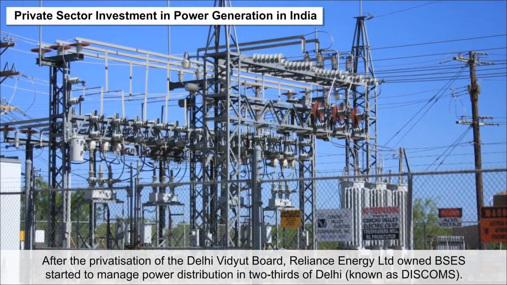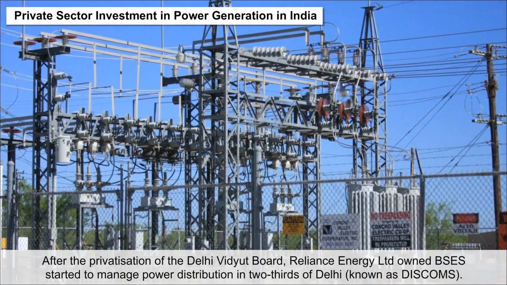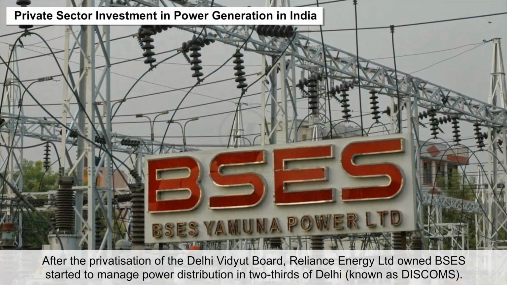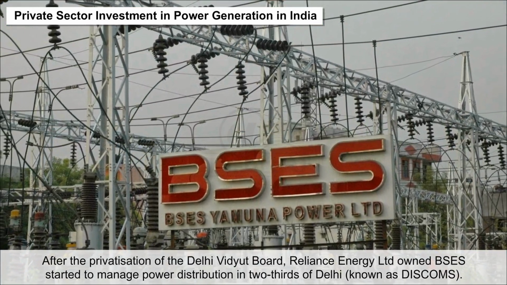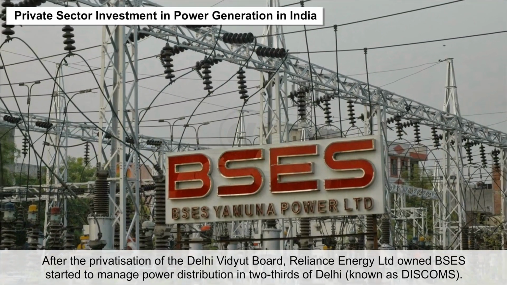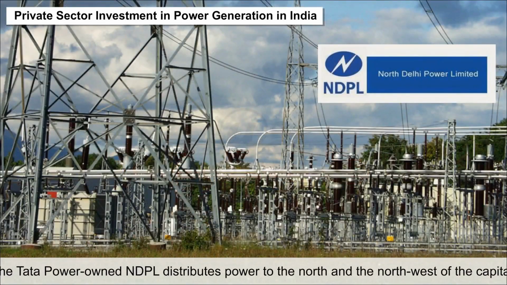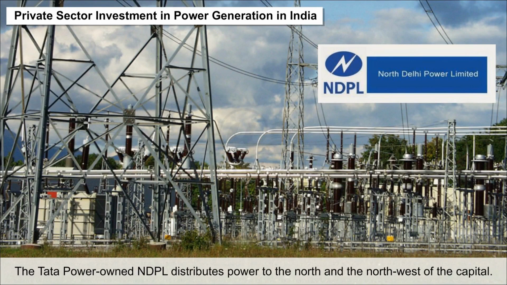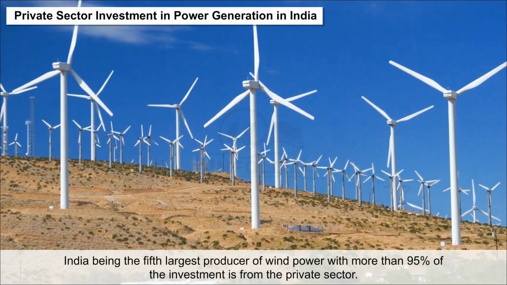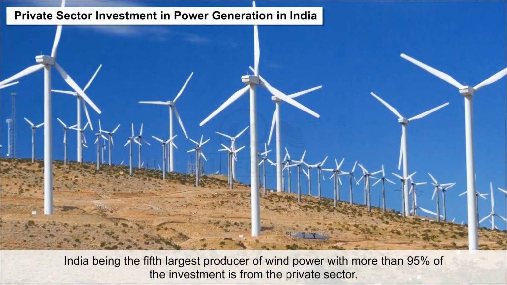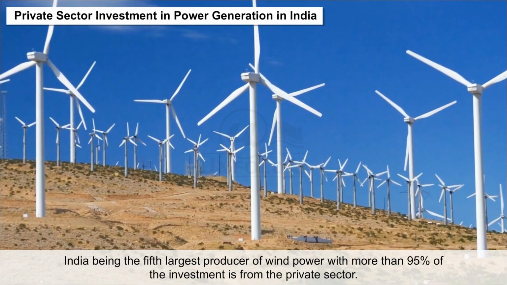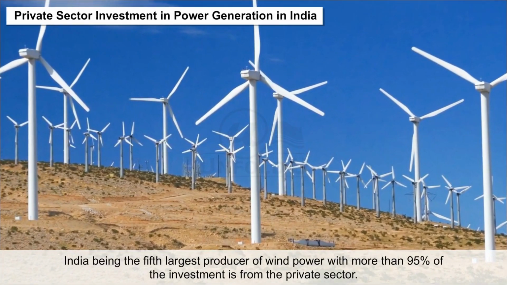Private sector investment in power generation in India. After the privatization of Delhi Vidyut Board, Reliance Energy Limited owned BSES started to manage power distribution in two-thirds of Delhi, known as DISCOMs. The Tata Power-owned NDPL distributes power to the north and northwest of the capital. India is the 5th largest producer of wind power, with more than 95% of the investment from the private sector.